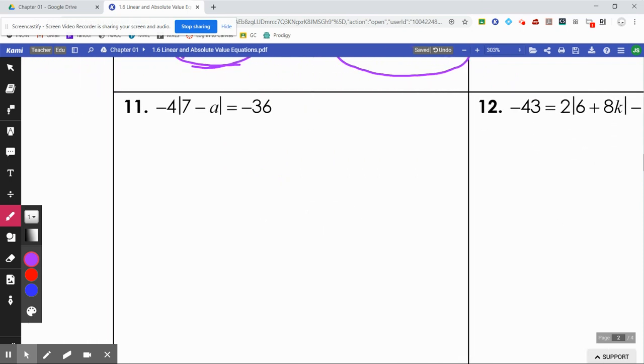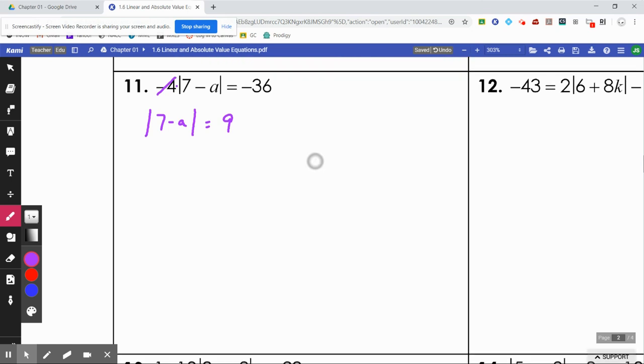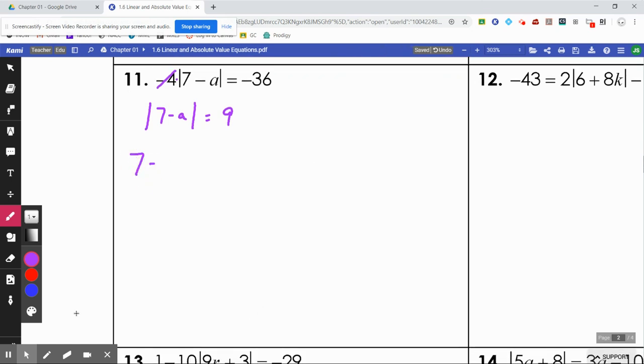Number 11. Again, you're going to isolate the absolute value first. The way we're going to do that, since you have times negative 4, mark it out and divide the other side by negative 4. Split it into two scenarios. 7 minus a, the stuff on the inside, is equal to 9. The stuff on the inside equals negative 9.